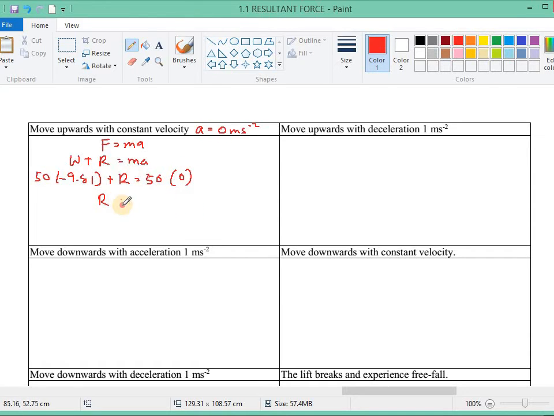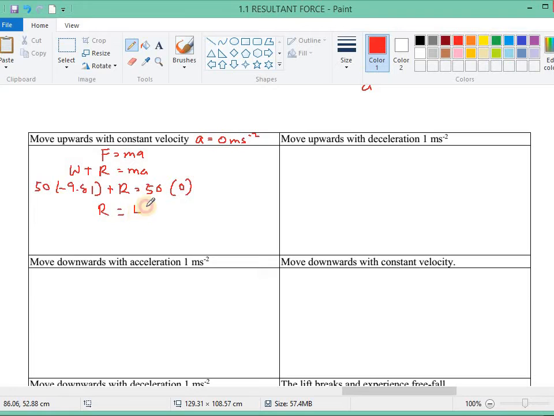So if constant velocity, the reaction is 490.5 newton. That means the weight and the reaction are equal, so the resultant force is 0. Acceleration 0 means resultant force 0. So the downward force and upward force are equal. The reaction is equal to the weight.